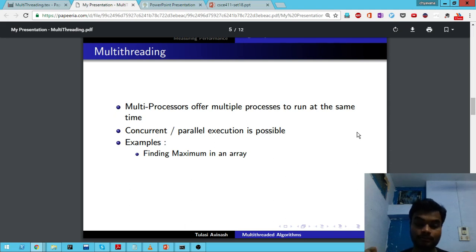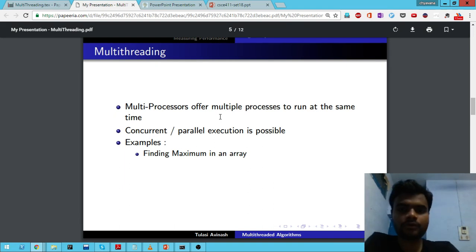We can adapt multi-threading to those solutions. So here is a small example to find the maximum in an array. If we go for a divide and conquer rule, then it is possible we might be able to find the maximum of the array and adapt multi-threading to this problem.